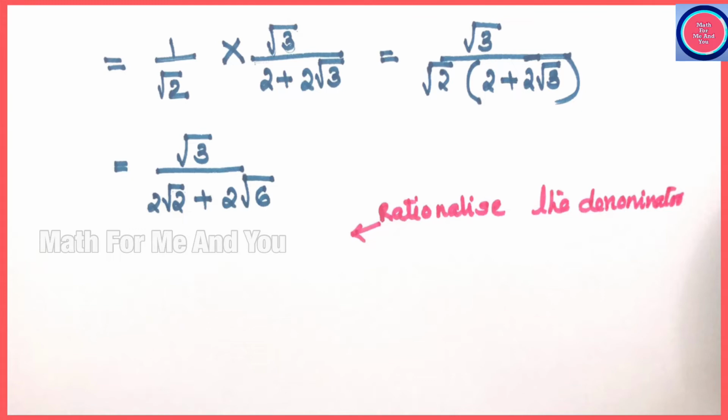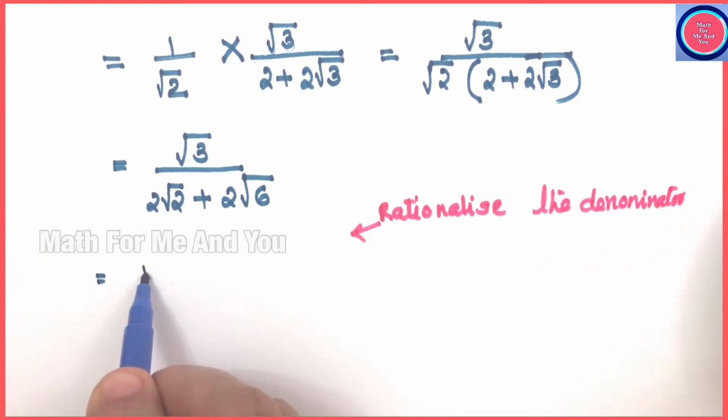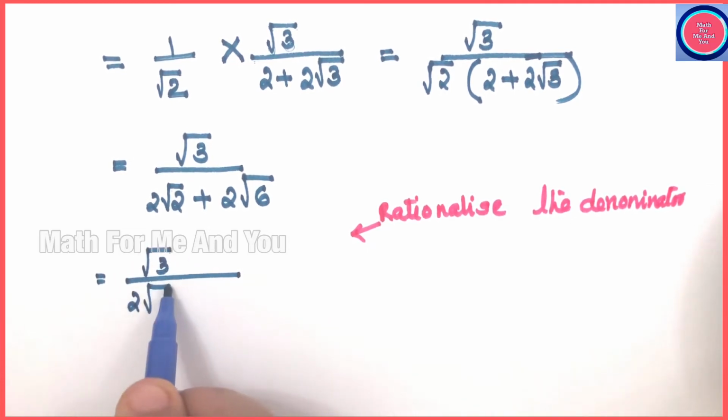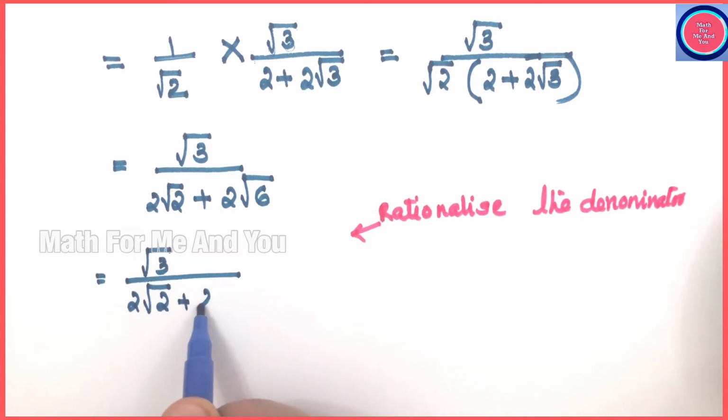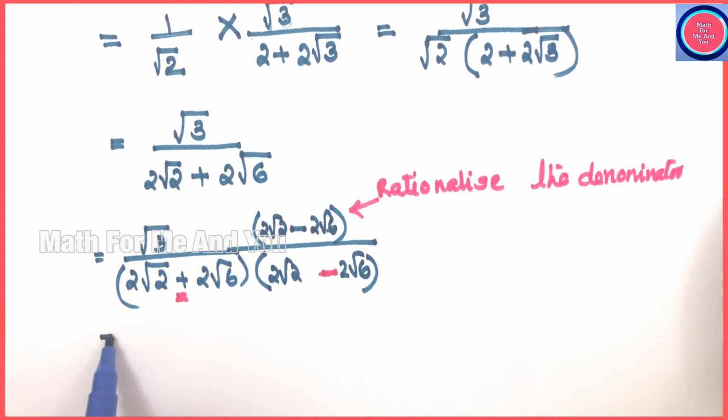What do you mean by conjugate? Conjugate means if the operation in this fraction is plus, we have to multiply the numerator and denominator with the same terms, but the operation must be the opposite, that means subtraction. So the fraction root 3 divided by 2 root 2 plus 2 root 6, we multiply the numerator and denominator with the conjugate of the denominator, 2 root 2 minus 2 root 6.